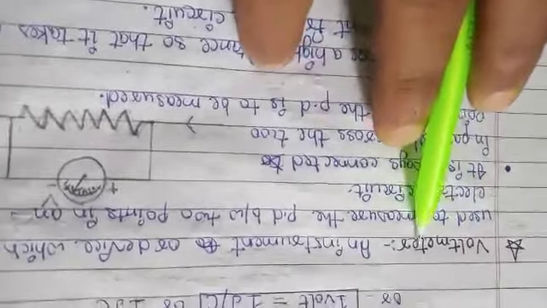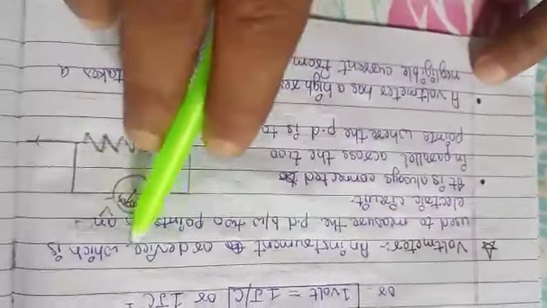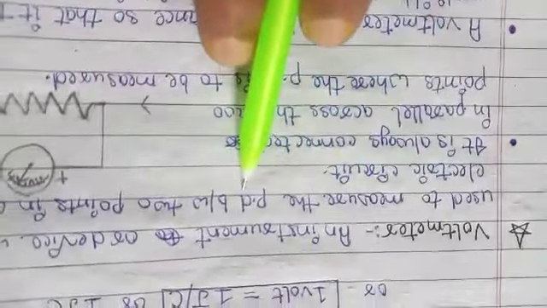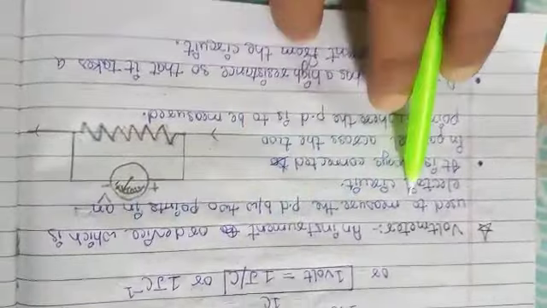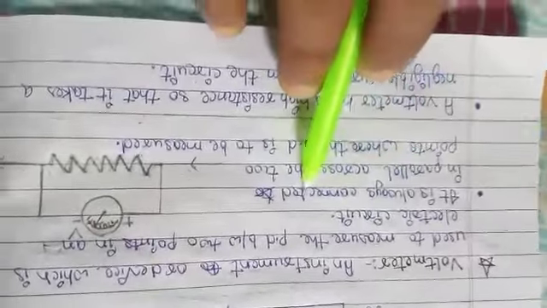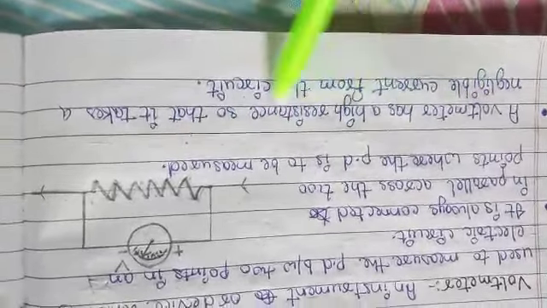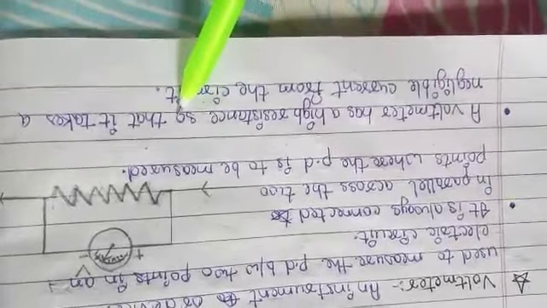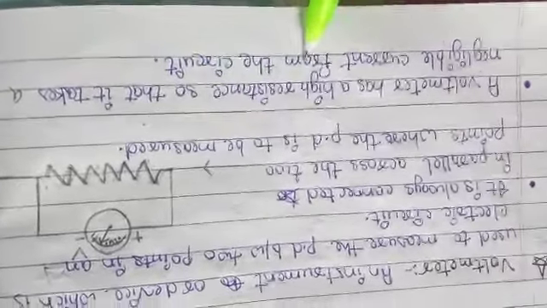Now we have to know about the instrument voltmeter. An instrument or device which is used to measure the PD between 2 points in an electric circuit. Means a voltmeter is a device which is used to measure the PD between 2 points in an electric circuit. It is always connected in parallel across the 2 points where the PD is to be measured. A voltmeter has a high resistance. Why? Because it takes a negligible current from the circuit.